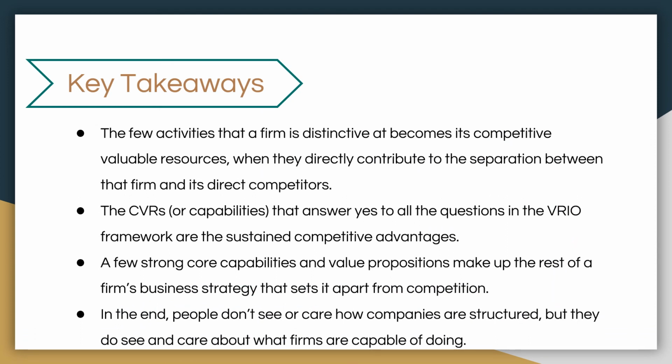Here are some key takeaways from our presentation. Understand that distinctiveness is achieved through a firm's set of activities that becomes its competitive valuable resources and separates itself from direct competitors. A firm's business strategy is comprised of these CVRs, core capabilities, and value propositions. In the end, people do not see or care how companies are structured, but they do see and care about what firms are capable of doing.